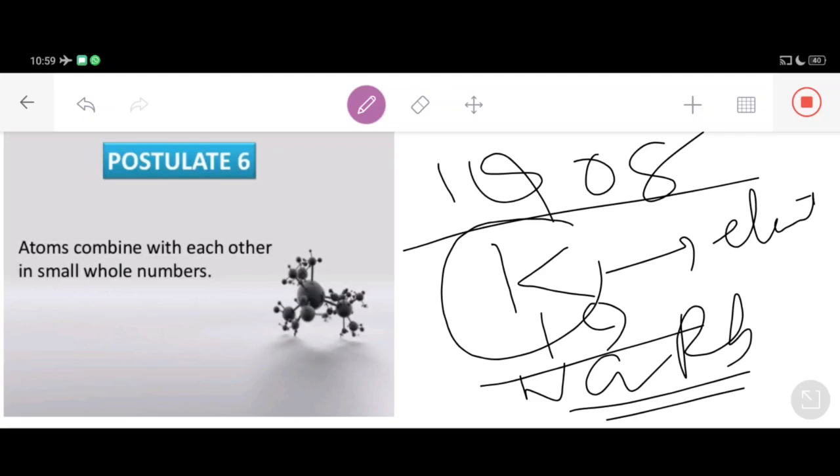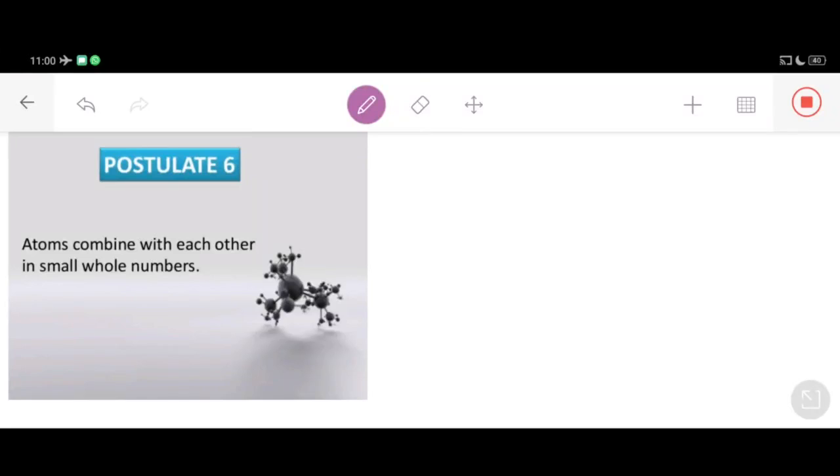So today we are going to discuss some more postulates regarding Dalton's atomic theory. Today we are going to discuss postulate number 6. I told you that Dalton's atomic theory revolves around the atom. The nitty-gritty of this theory is to understand the basic concept of what this atom actually is.